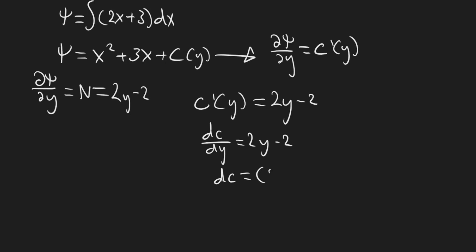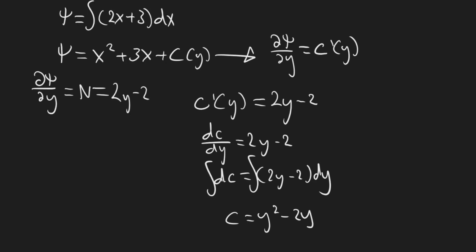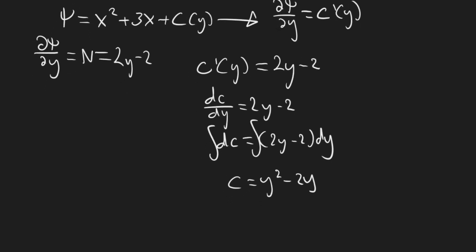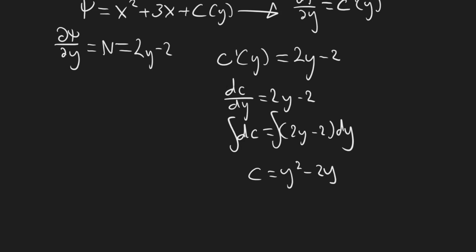dc equals 2y minus 2 dy. Take the integral of both sides. That gives us c equals y squared minus 2y. Okay, so then we found c, and at that point you're pretty much good to go. Now you just write down the answer.